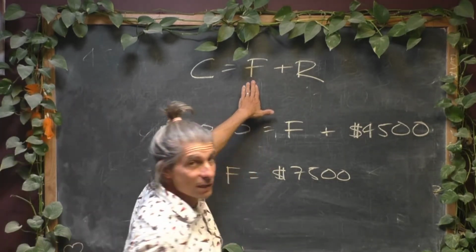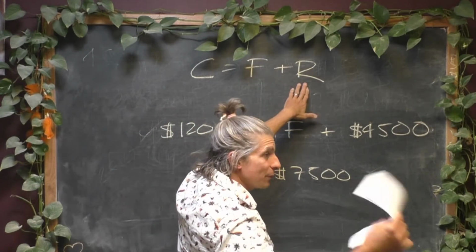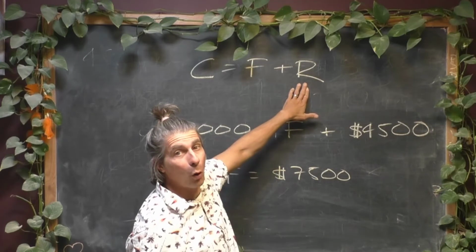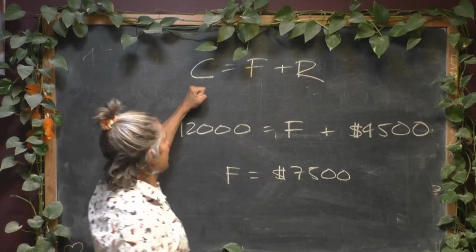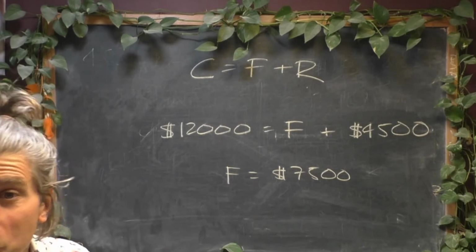Fixed cost, one-time purchase cost. Repeated cost, total amount of gas you've paid for over the time you've owned the car. And that's the absolute total cost of those two things put together. Okay, let's do some more.